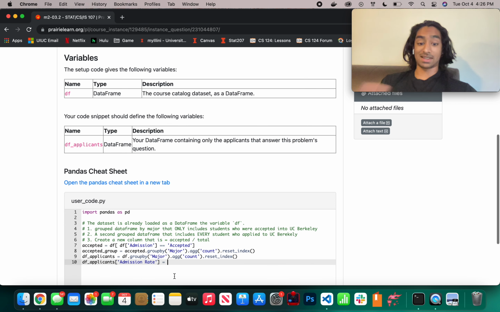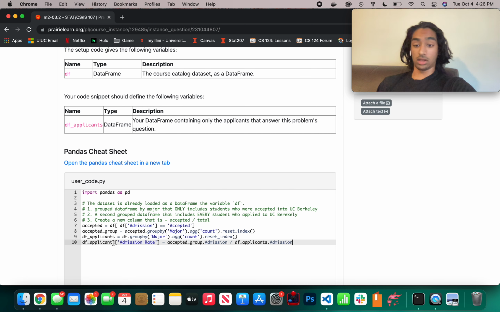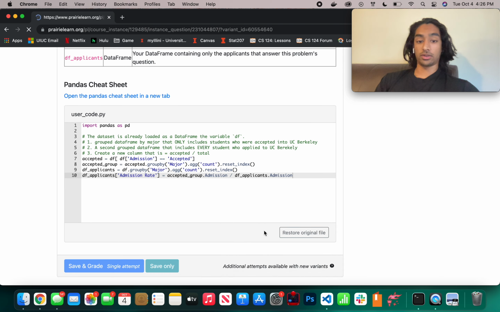So in order to access that column, we're just going to do accepted group dot admission. So this is going into the accepted group data frame, which is our grouped one that's only the accepted students, and checking how many students were accepted by the count value of admission. And then we're going to divide that by the df applicants admission column, since that's also going to be the admission count, but for every single student. So now what we'll have here is an admission rate column that's dividing the total number of accepted students by the total number of students who applied. And this should give us the correct answer.